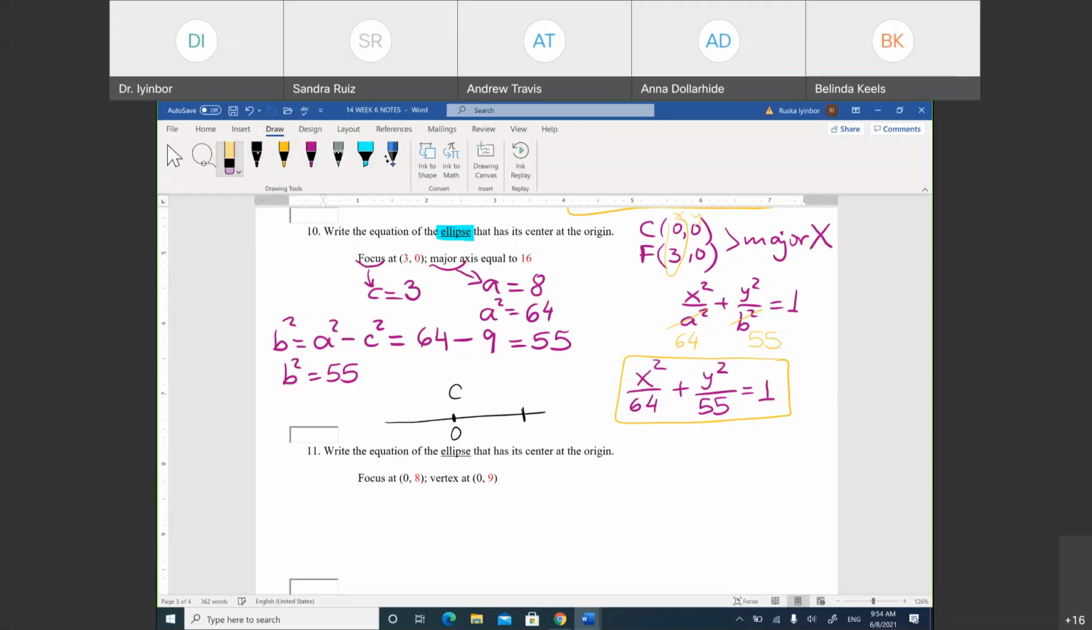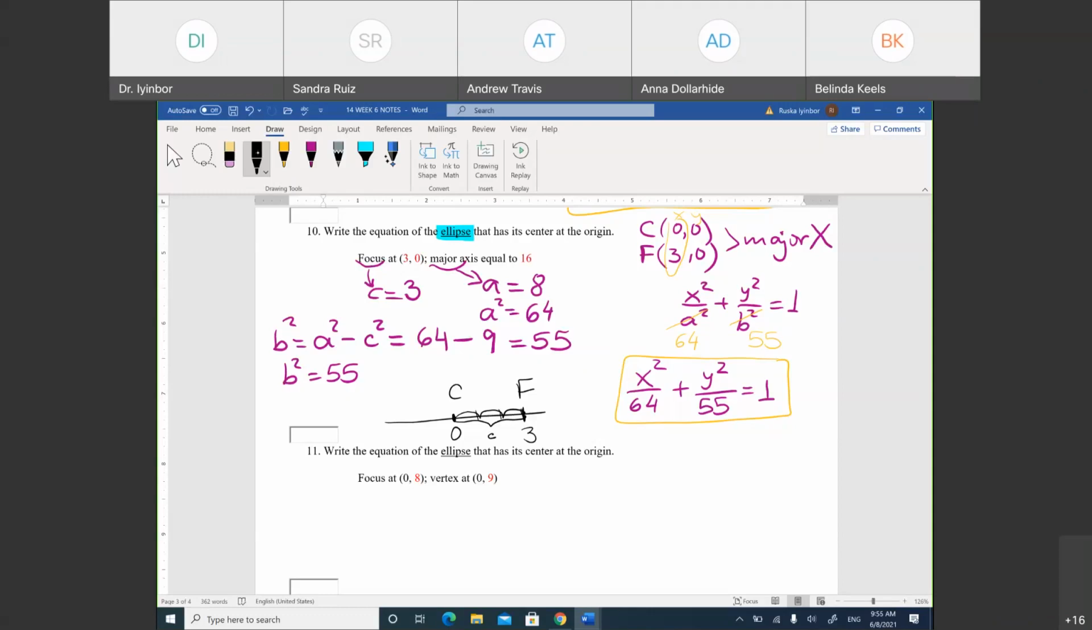This is the focus, right? So center to focus is C, right? So you count from 0 to 3. What is the distance? 1, 2, 3, right? You count the steps. 1, 2, 3. Okay? So the distance from 0 to 3 is 3. Make sense? Yes, it does. Thank you.